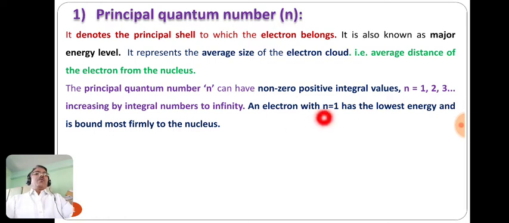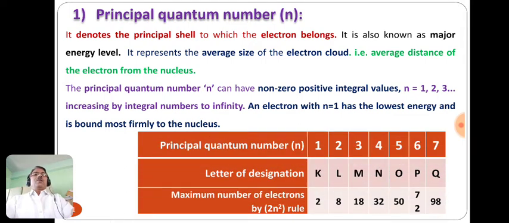An electron with n equals to 1, means when the principal quantum number is 1 or first energy level, is of the lowest energy and is found to be most firmly bound to the nucleus, means it is closest to the nucleus.